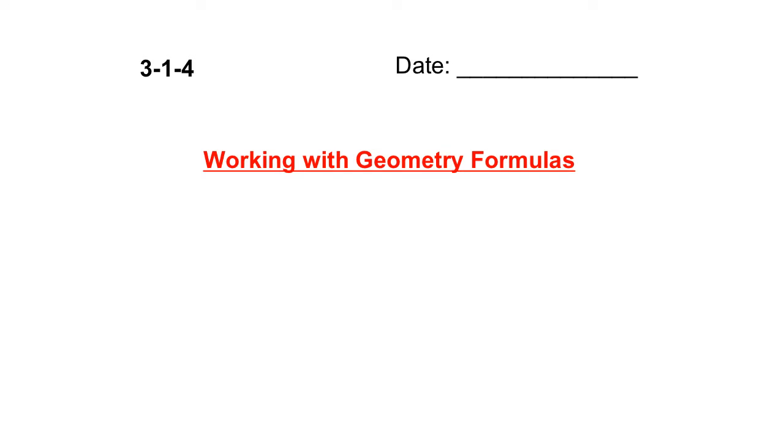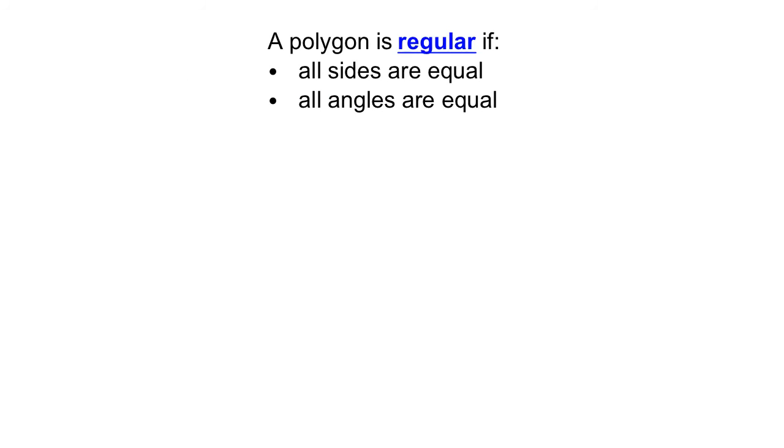In this lesson, we're going to be looking at working with geometry formulas. Just a reminder, a polygon is regular if all sides are equal and all angles are equal. So for example, here's a triangle. If all three angles are the same, this is an equilateral triangle, and that is a regular triangle. You can also have a regular pentagon or a regular hexagon. All it means is the sides are all the same length and the angles are all the same.